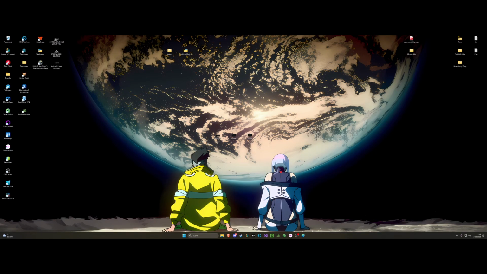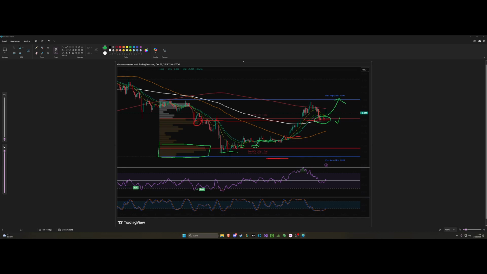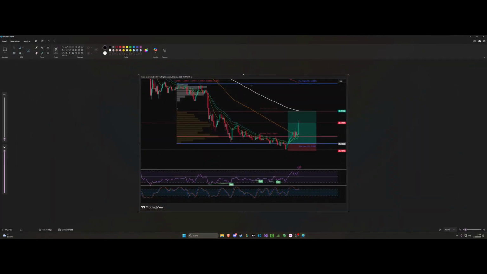And the last example I have for you guys today is this. This is also quite a similar setup, but it's a bit different in the sense that this is mostly based on swing failure patterns, and then we reclaim the volume mountain again, and then we look for the gap fill up here.